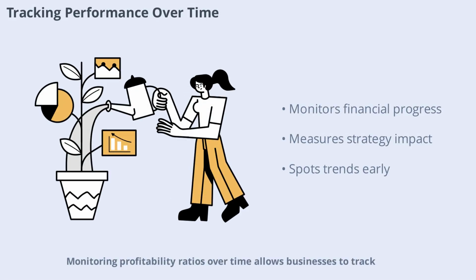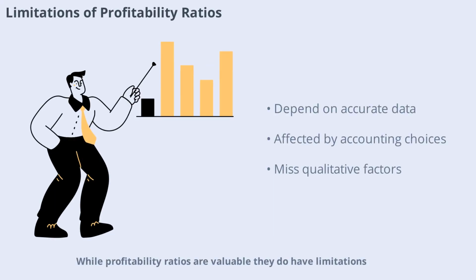Monitoring profitability ratios over time allows businesses to track their financial progress and measure the impact of strategic decisions. Consistent improvement in these ratios often signals effective management and a strong business model, while declining ratios may indicate underlying problems that need attention. While profitability ratios are valuable, they do have limitations.